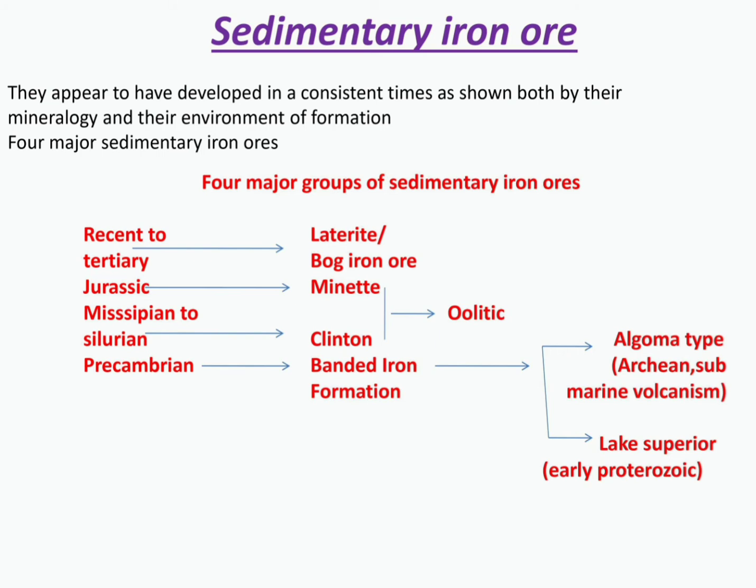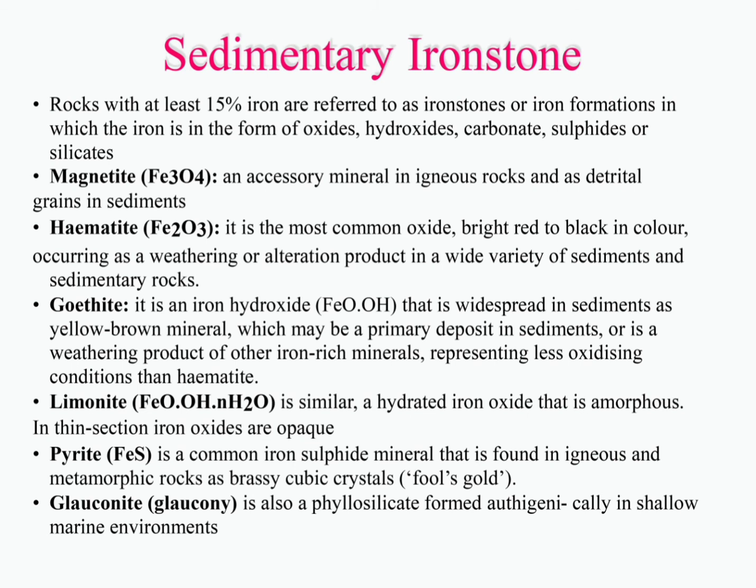Okay, now the sedimentary ironstones. A rock with at least 15% iron is referred to as iron oxide. So if you find a rock which has at least 15% iron content, you are going to call it ironstone or iron formation. Here the iron occurs in the form of oxide, hydroxide, carbonate, sulfides or silicates. So you only need to know that only 15% is needed to call it an ironstone. Okay, now we have magnetite, an accessory mineral in igneous rock.